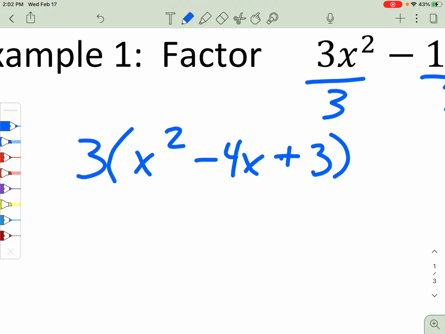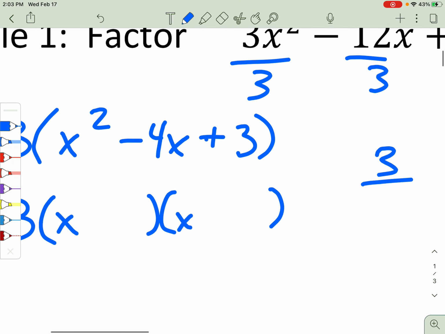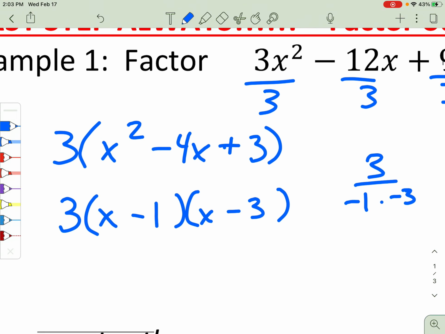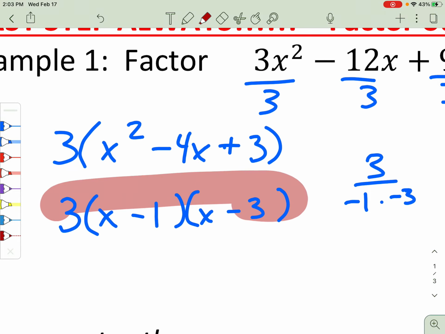All right, and now we have a quadratic trinomial that has a coefficient of 1, which is really nice for us. So we're just going to go ahead and factor this. We have x times x gives us x squared. And then what are the factors of positive 3? Well, if it's got to be a negative 4, then it's got to be negative 1 times negative 3. And those are really our only options here. So this would be x minus 1 and x minus 3, or vice versa. And that's our solution as a review.